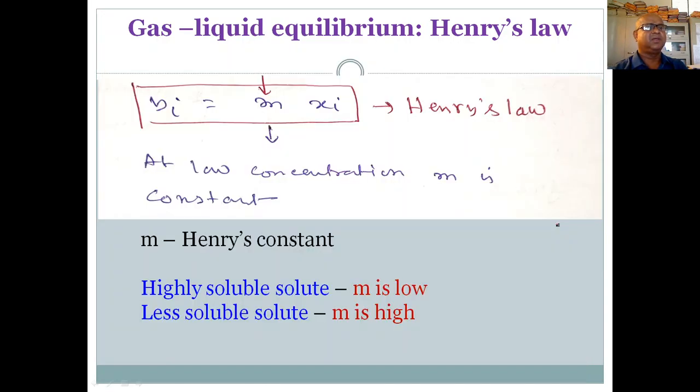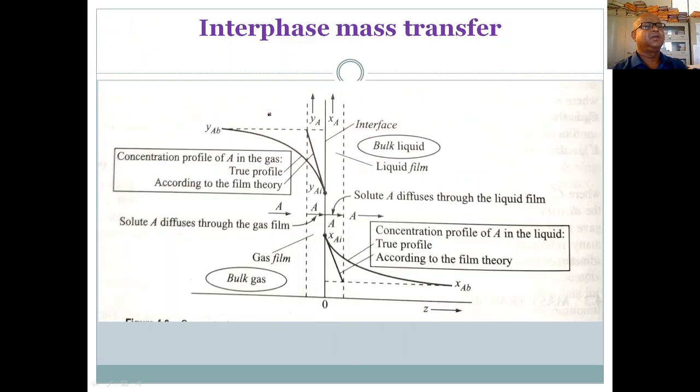Now you understand this. For highly soluble, what does highly soluble mean? xi is higher. If xi is higher, then m will be low, less than 1. And for less soluble, yi is higher and xi will be lower. That means m will be high. So that's why, at the interface, this is the equilibrium relation.